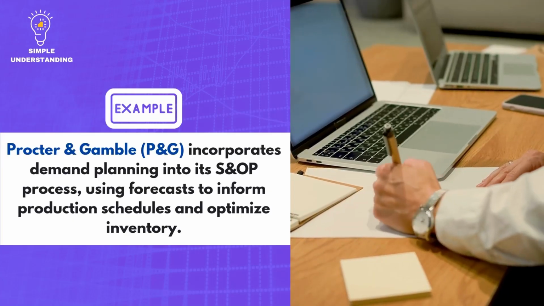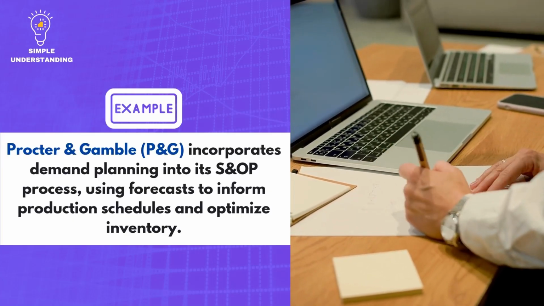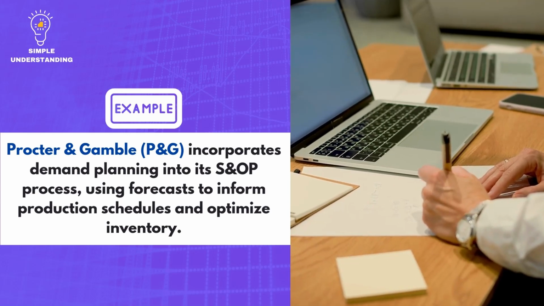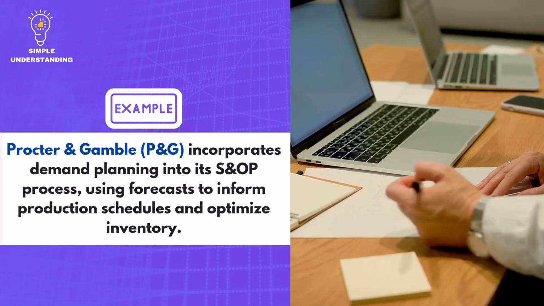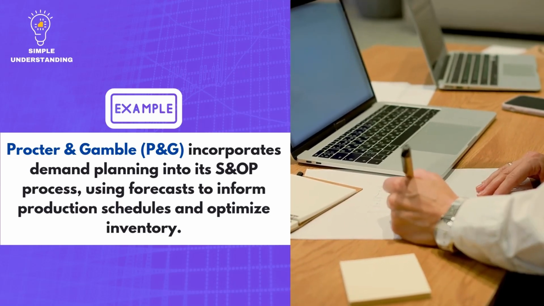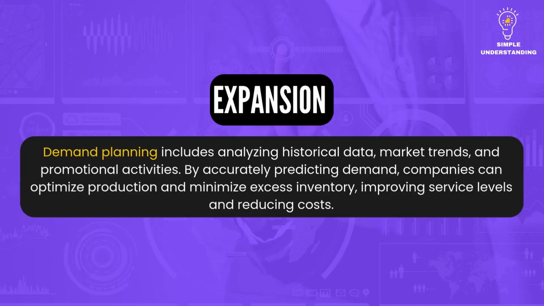Real company example. Procter & Gamble (P&G) incorporates demand planning into its S&OP process, using forecasts to inform production schedules and optimize inventory. Expansion. Demand planning includes analyzing historical data, market trends, and promotional activities. By accurately predicting demand, companies can optimize production and minimize excess inventory, improving service levels and reducing costs.